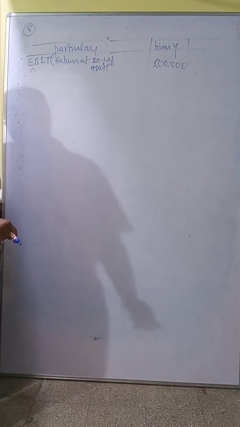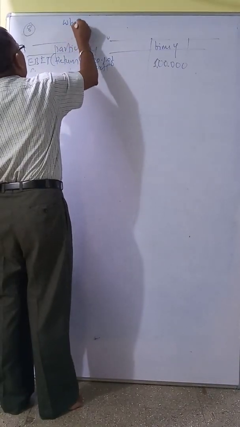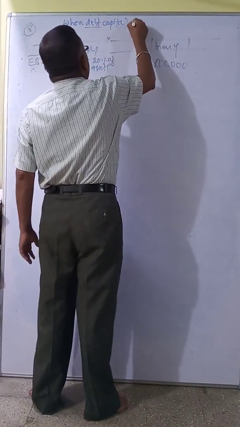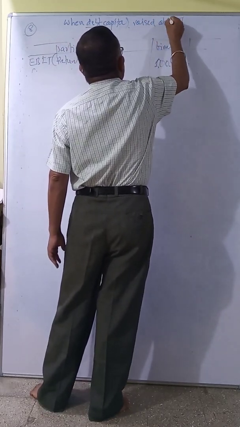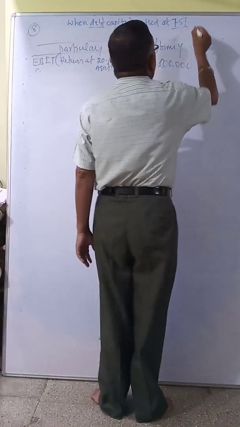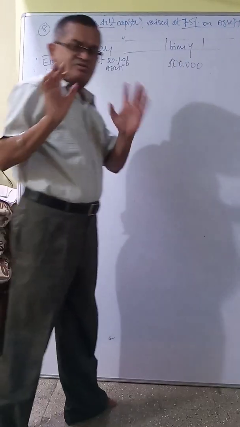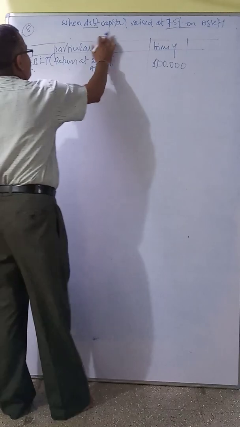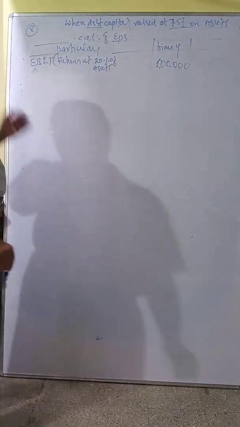They ask to raise the level of debt capital to 75%. Debt means debentures, raised at 75%. 75% on what? On assets. They are not given, but assume 75% of assets. Now, how to calculate EPS, earning per share?